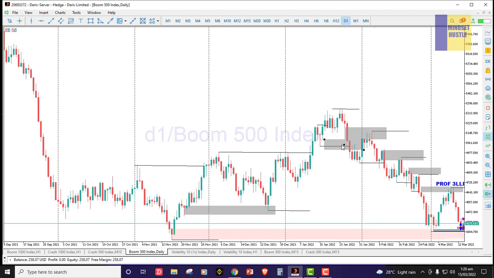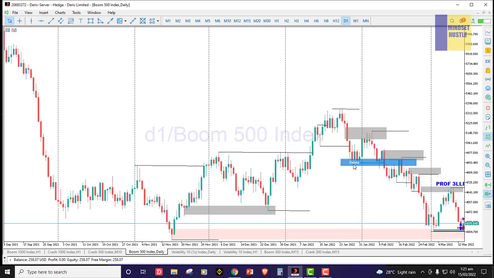Then here you can see that price broke through, telling us that we are changing direction. Okay, it broke through this demand zone, price broke through this demand zone. That was what gave us the idea that the market is changing direction.